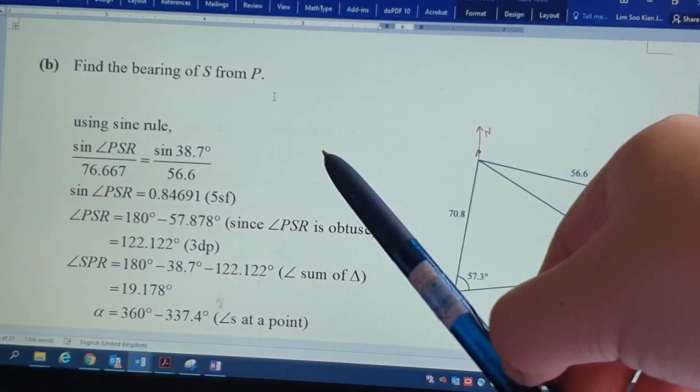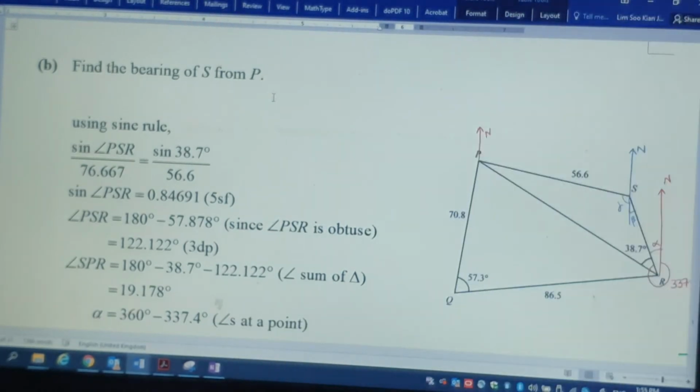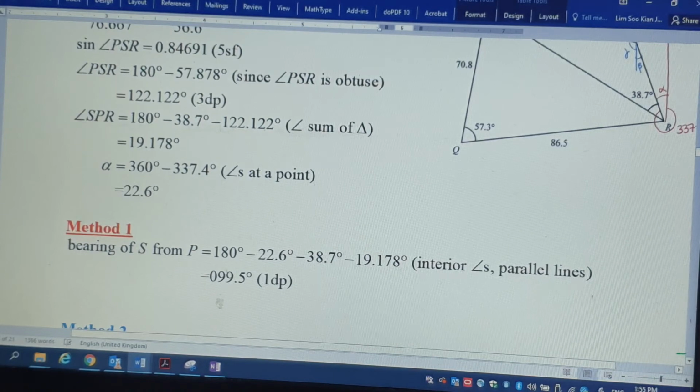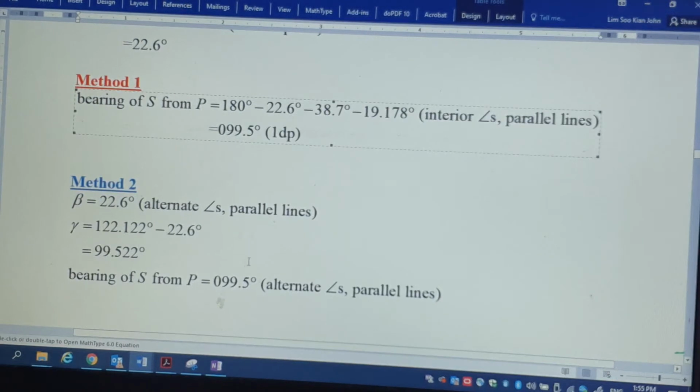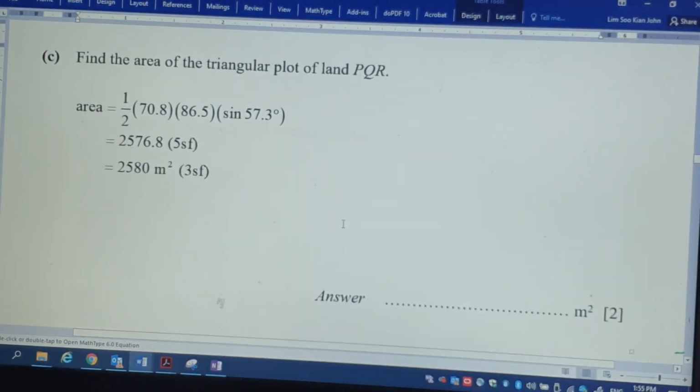So this is the whole working. If you don't understand, you just check with me. And of course, this is the final part. There are a few ways to do it. I've shown you two different ways already. I think this is easier: the interior angles of parallel lines. And we have done this part already.